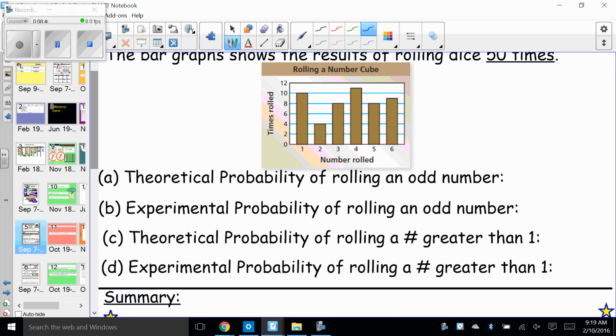Hang in there. So we have this experiment where we're just taking a dice, which they call a number cube. Just know that they're the same thing. A dice is a number cube, and we're going to roll it 50 times. We're going to do this experiment. We're going to just pick it up. We're going to roll it. And in the table, you can see the results of the experiment.